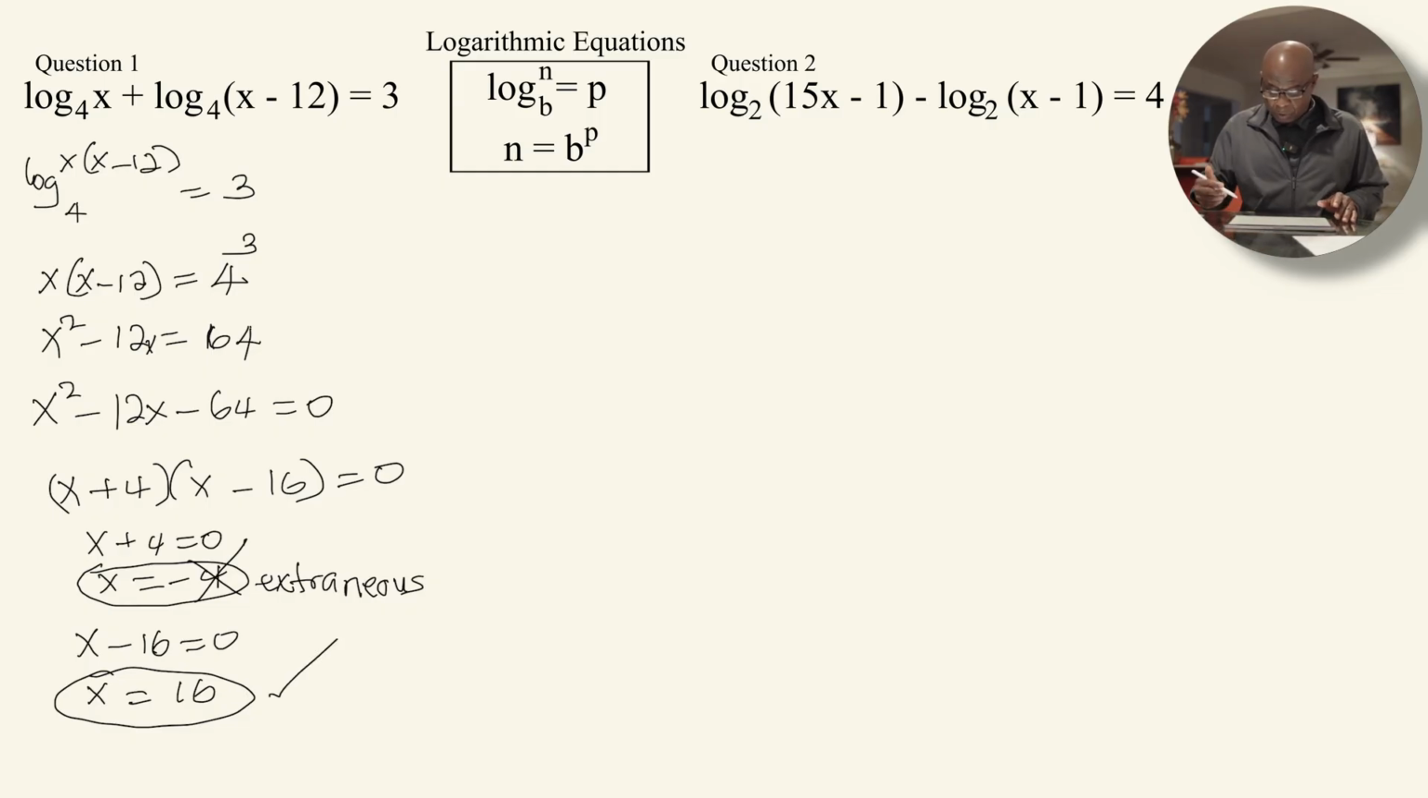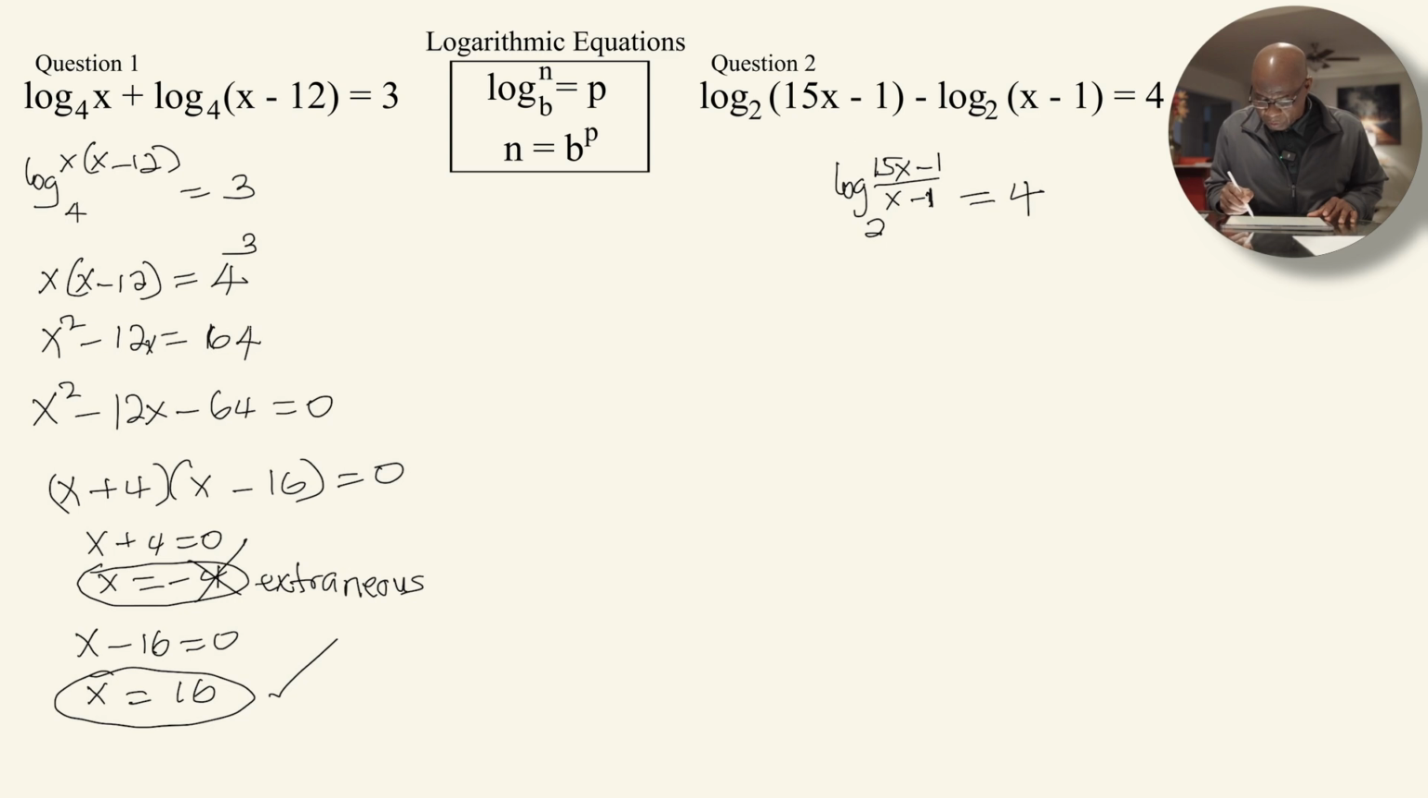Okay, now we're going to do question number 2. This is the quotient rule. And the log of a quotient is the difference of the logs. So in other words, this is log of 15x minus 1 over x minus 1, base 2, is equal to 4.